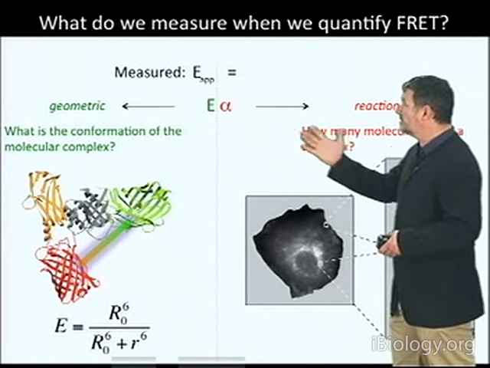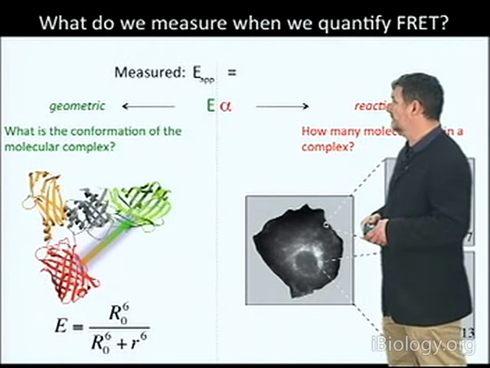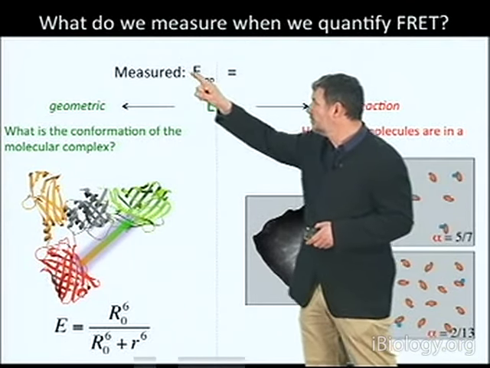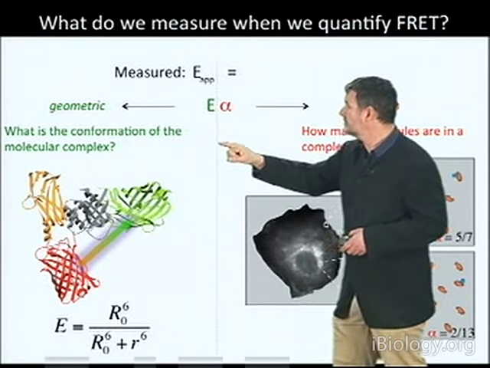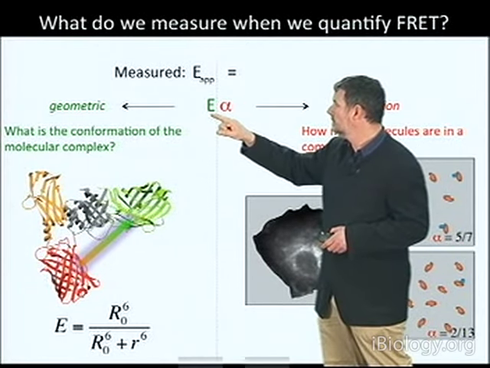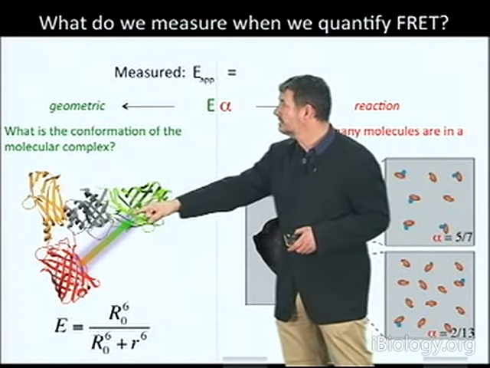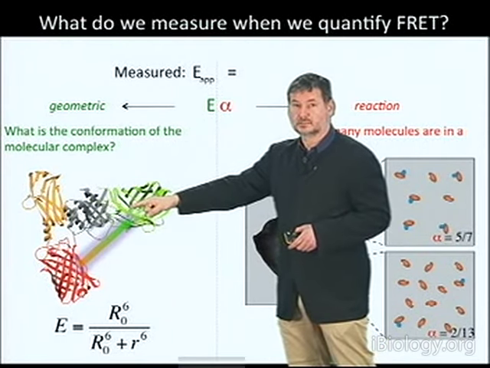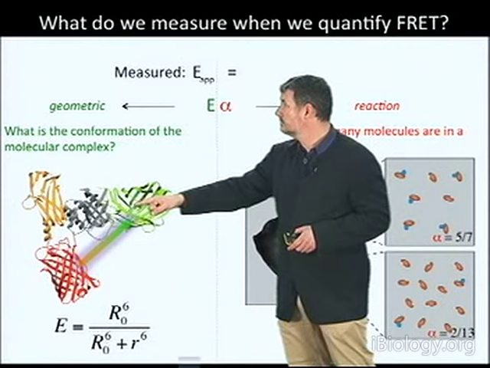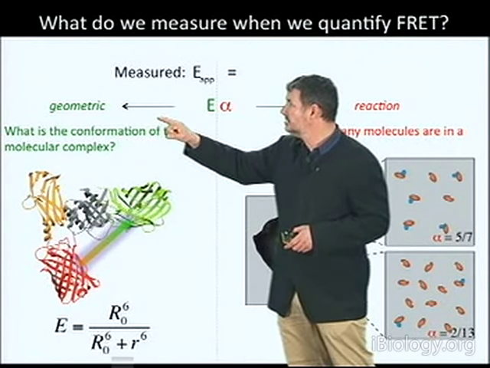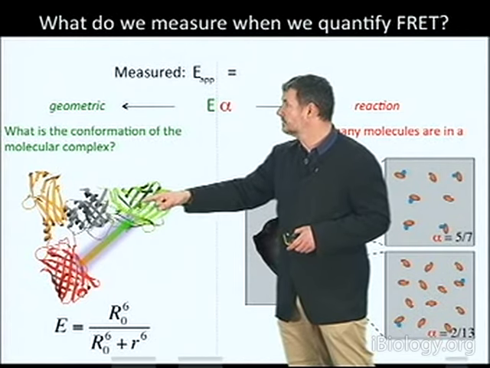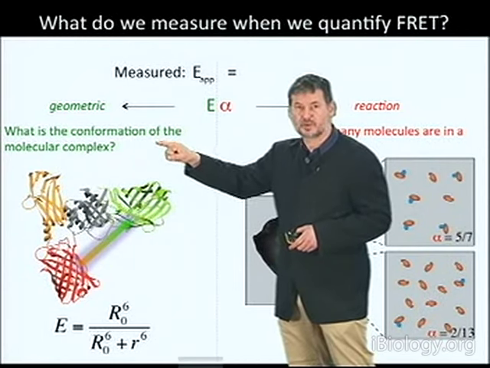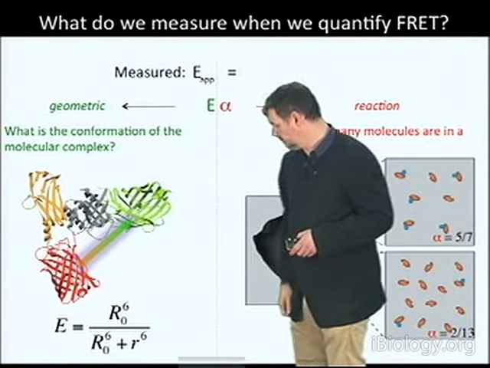So what do we actually measure when we quantify FRET? There are different approaches, but in fact we measure an apparent efficiency. This apparent efficiency equals the real transfer efficiency, which is only defined for the complex, so where you have FRET. And that is actually a geometric parameter. It gives information about distances and angles. In a way, it's a measure of the conformation of the molecule.